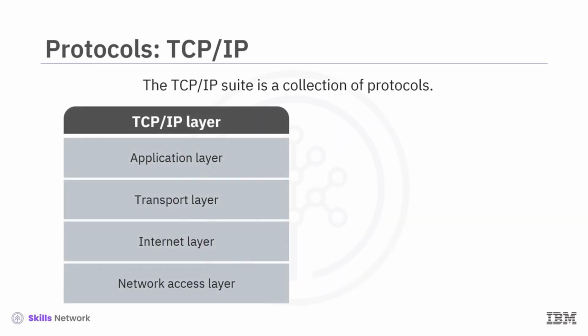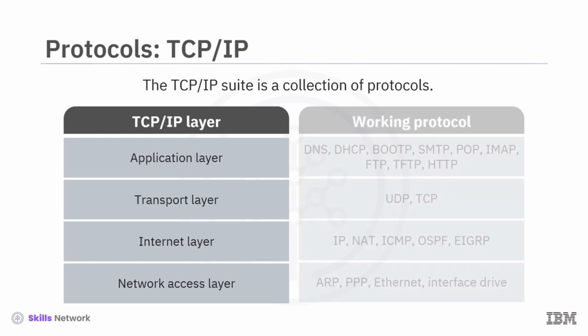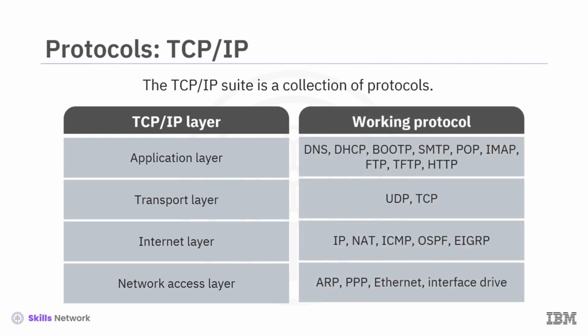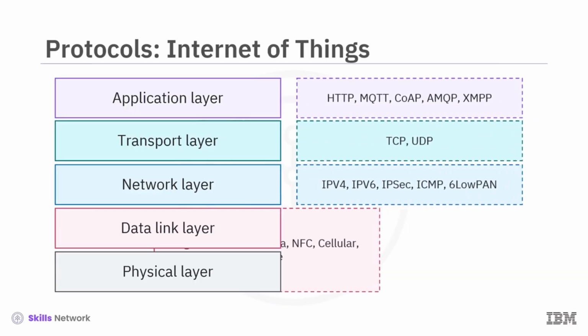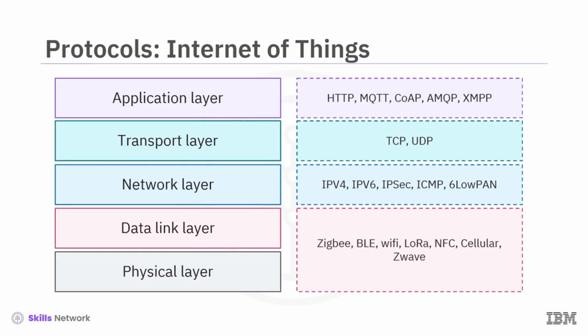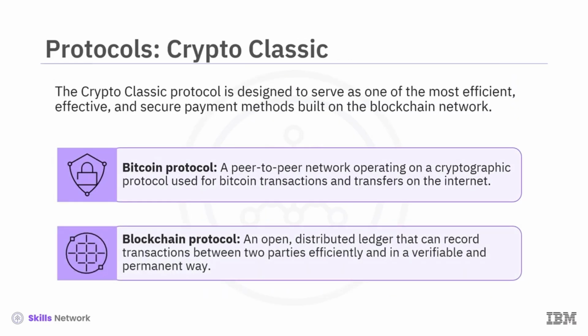The TCP/IP suite is a collection of protocols. Together, these protocols provide a complete networking solution. The Internet of Things, or IoT, network model comprises diverse protocols for communication, which include data collection, data package, data transfer, and data control. The Crypto Classic protocol is designed to serve as one of the most efficient, effective, and secure payment methods built on the blockchain network. It ensures privacy and transparency of payments directly transferred between two parties who have an address on the blockchain network.